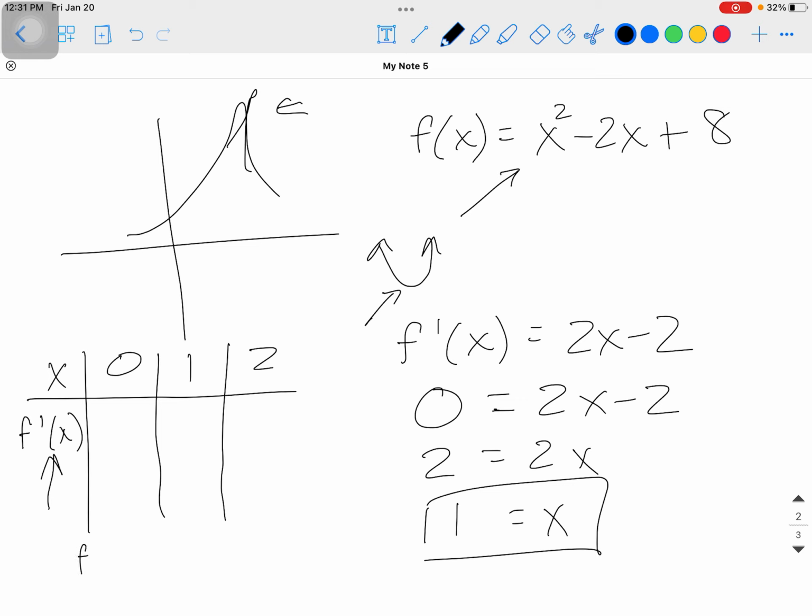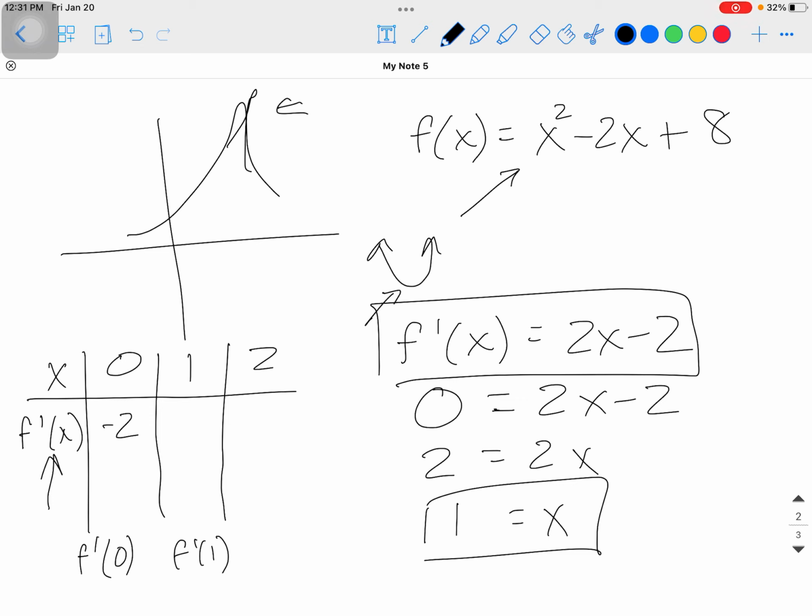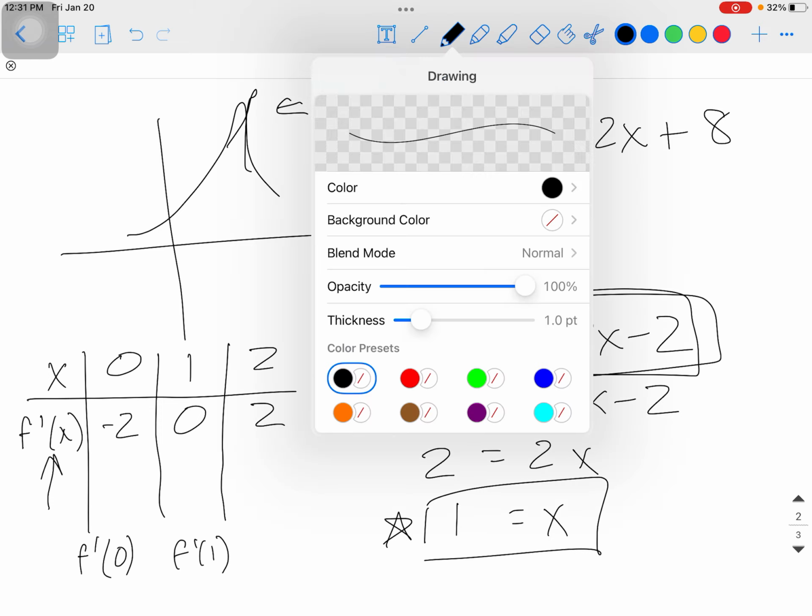So what do I mean by that? f prime of 0, again, substituted in here, is -2. We know f prime of 1, again, plugged in here, is 0. That's what we found over here. And if I substitute 2 in, I get 2. You can see the symmetry of a parabola. But more specifically, just think about the interpretation here.